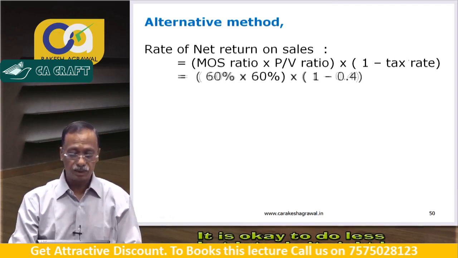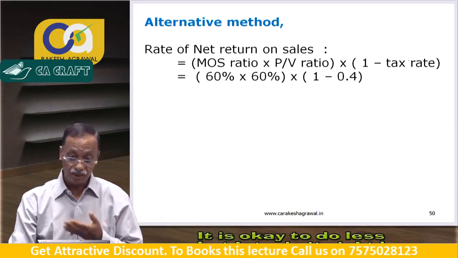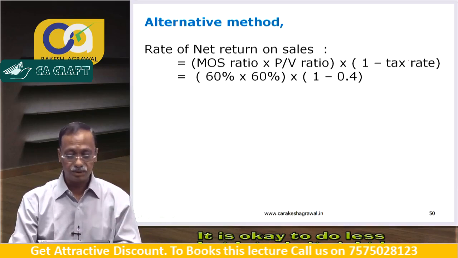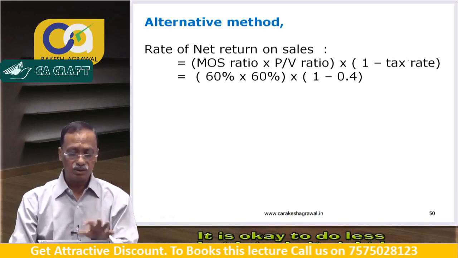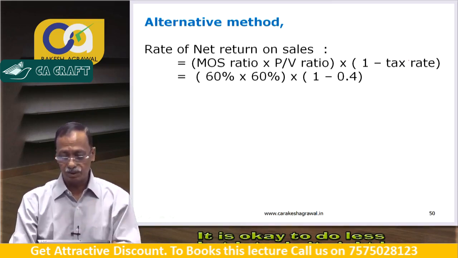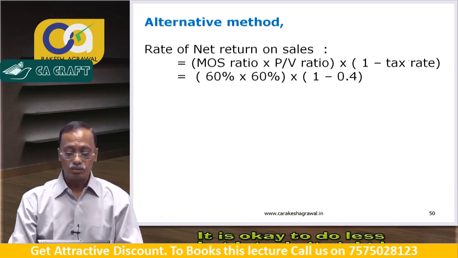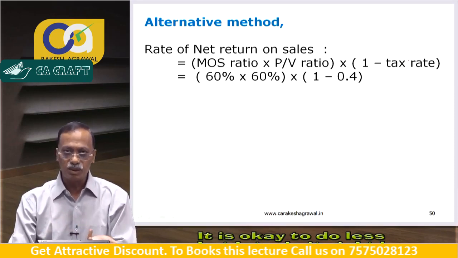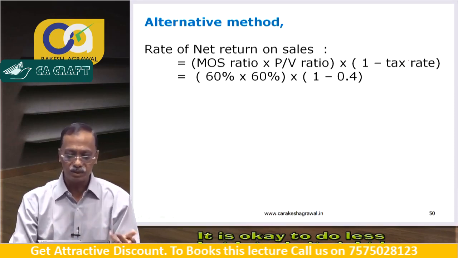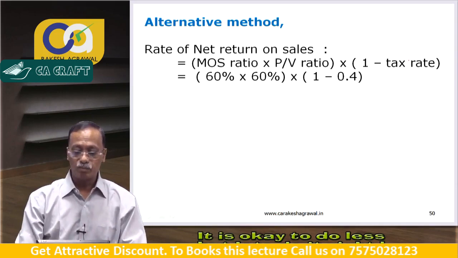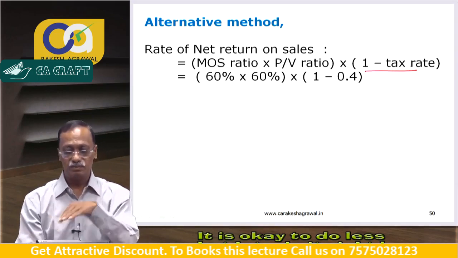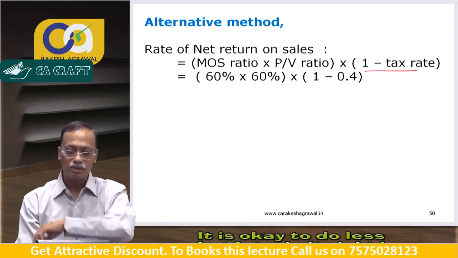Done. It is equal to margin of safety ratio, which is 60% given in the question. PV ratio we have already calculated, that is also 60%. That's a coincidence, both are 60%. 60% into 60%, and into, in another bracket, 1 minus tax rate. Tax rate 40% means 0.4. Writing 0.4 and 40% is one and the same. So 1 minus 0.4. I hope you know this. To convert anything from pre-tax to post-tax, you just multiply it by 1 minus tax rate.